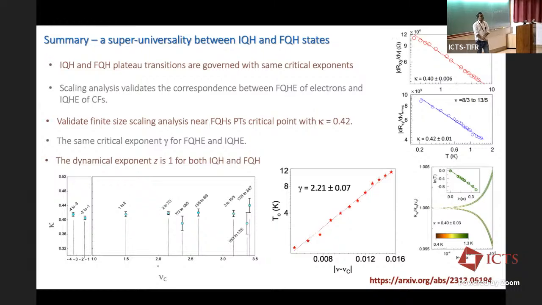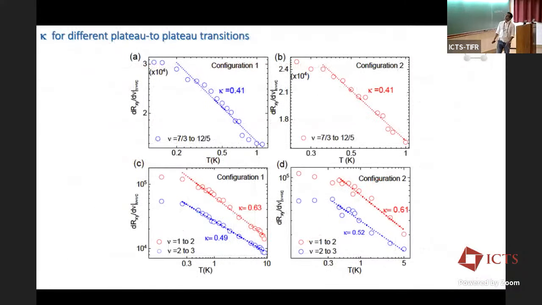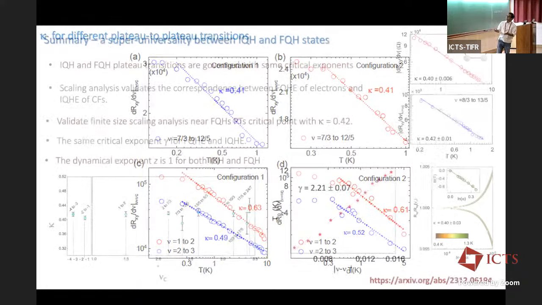So the next step that we are going to do is look at the scaling exponents for the 5/2 state, to understand whether the physics of the 5/2 state is any different from the standard fractional quantum Hall or the integer quantum Hall state. Okay? So this is something which I wanted to show you in different configurations. They're the same, but it's not important.